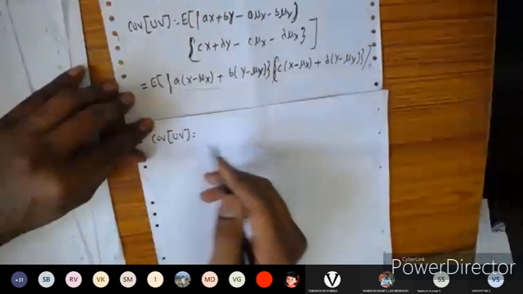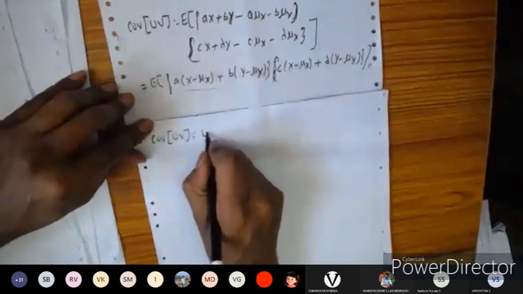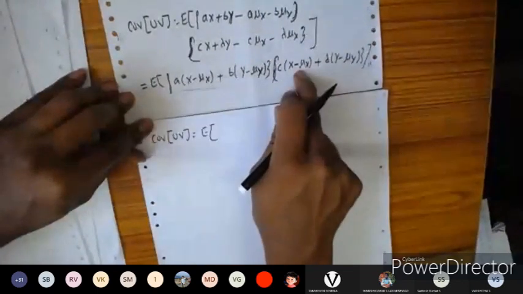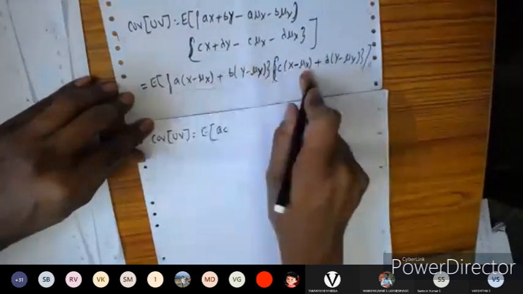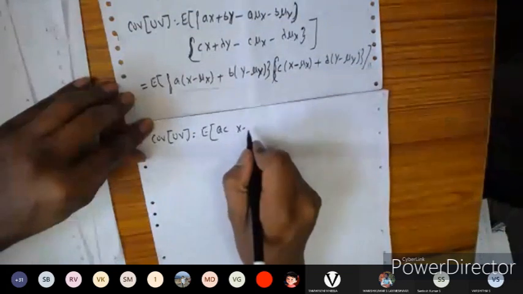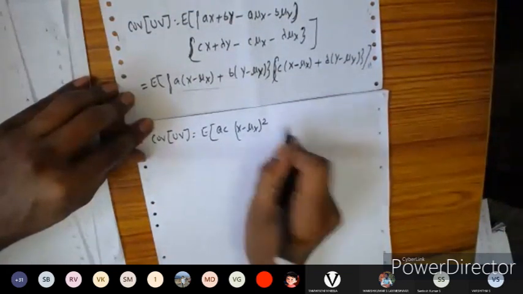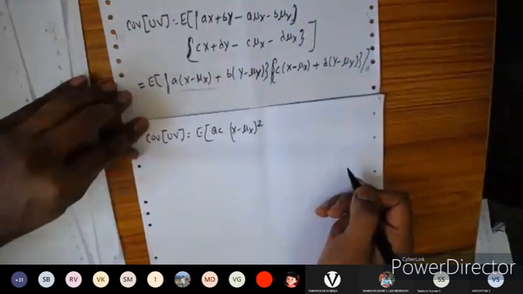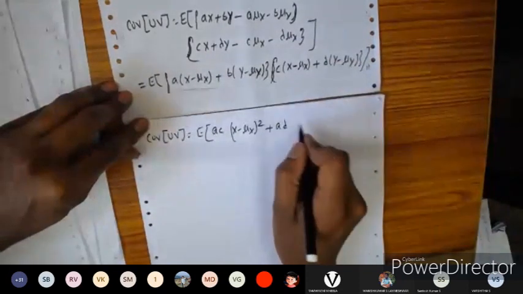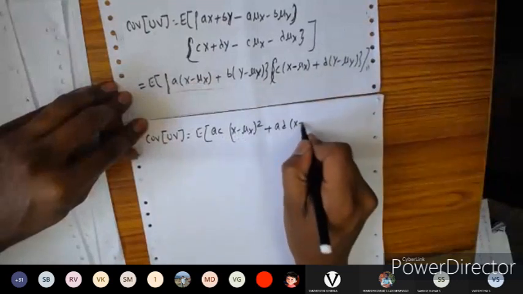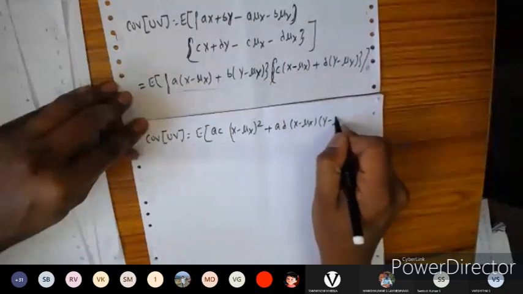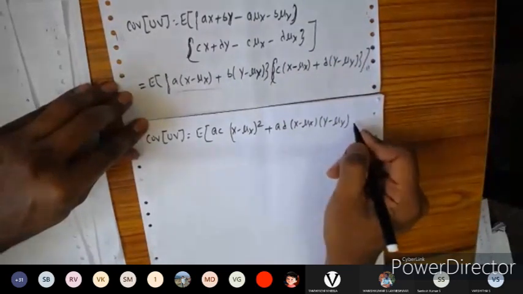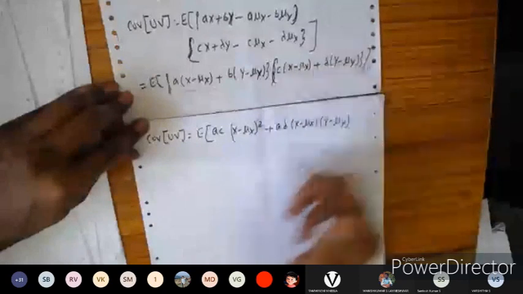So we have the covariance of u, v. This is nothing but, this into this will become a into c, so ac, and x minus μx, here also x minus μx, it will become x minus μx the whole square, plus, this into this, it will become a into d, x minus μx, y minus μy. So this into this we got here. Next, multiply these terms here.